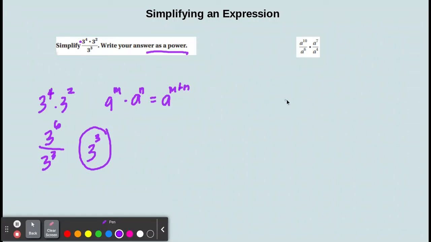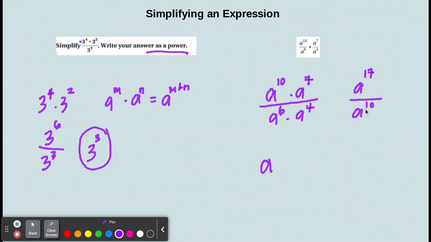Okay, let's look at this one here then. Let's look at the top part. We can rewrite this as a to the 10th times a to the 7th all over a to the 6th times a to the 4th. So if we use our product of powers property again, we know that this top part actually becomes a to the 17, because 10 plus 7 is 17. And on the bottom, a to the 6 plus 4 is 10. Now, using our quotient of powers property, we know we have to subtract their exponents. So 17 minus 10 is 7, a to the 7th.